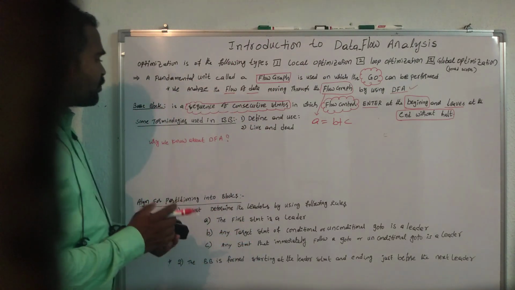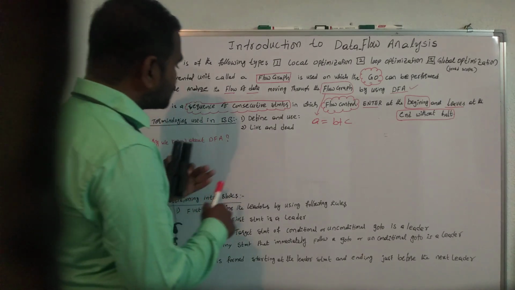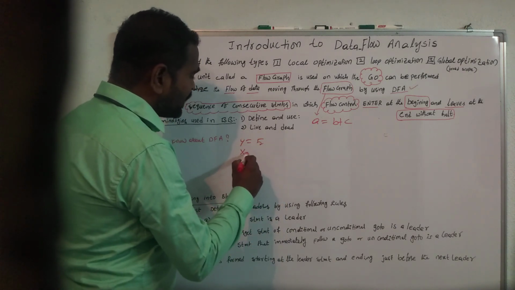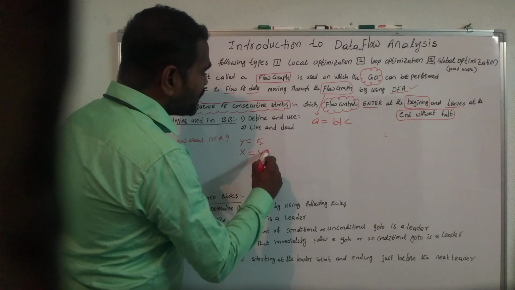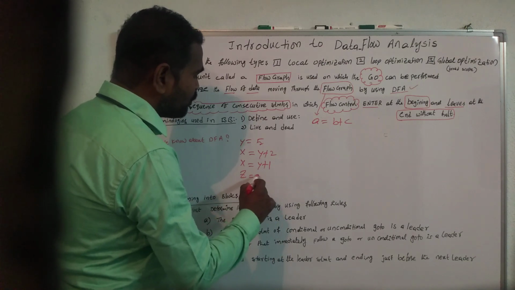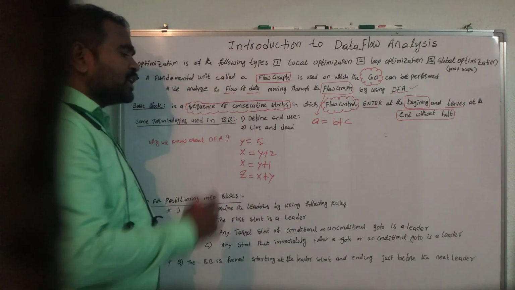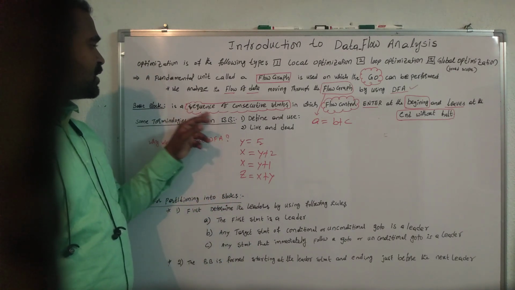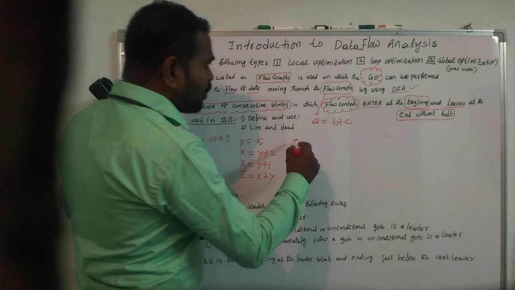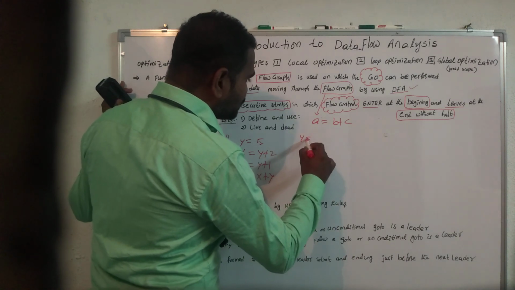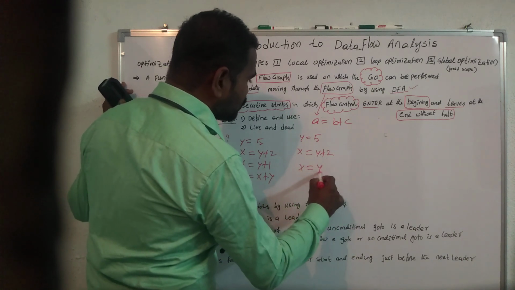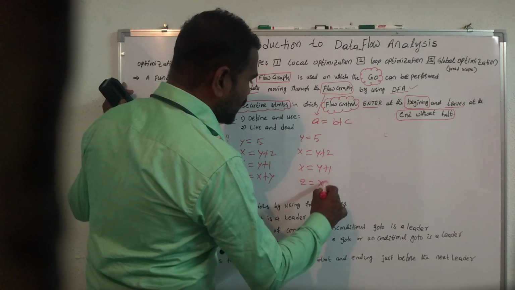Now in this data flow analysis, I will take a set of statements: y = 5, x = y + 2, again x = y + 1, and z = x + y. This is a sequence of consecutive statements, and the flow of control goes first through y = 5, then x = y + 2, again x = y + 1, and z = x + y.